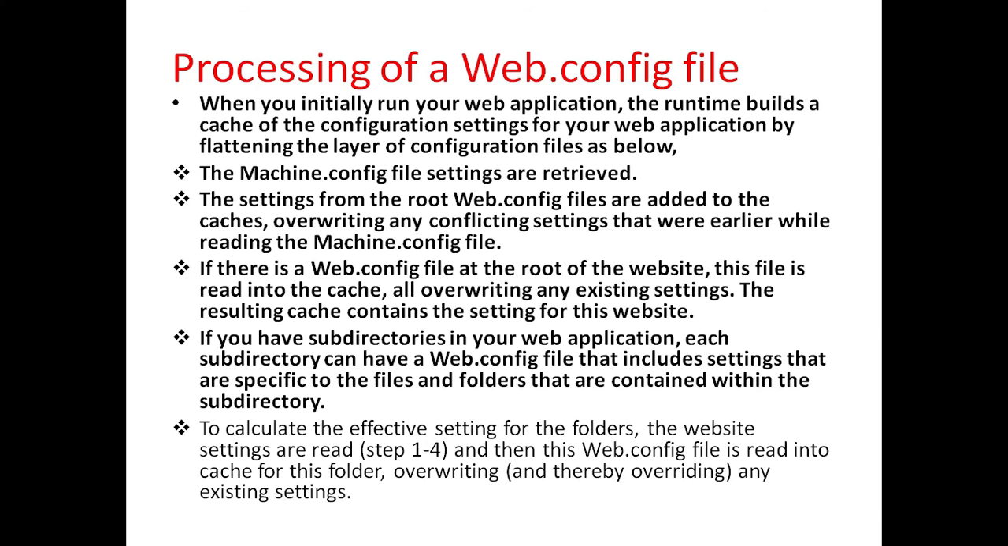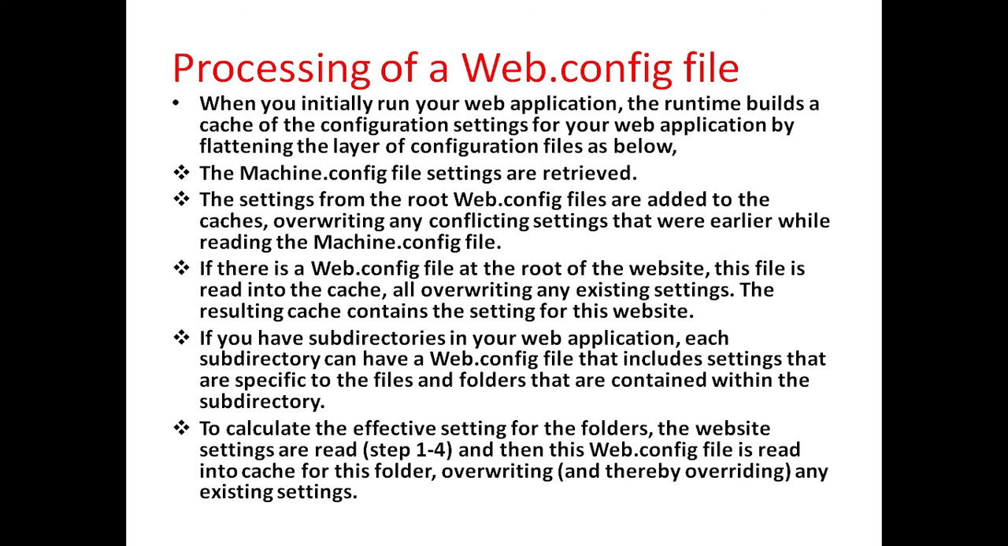If you have subdirectories in your web application, each subdirectory can have a web.config file that includes settings that are specific to the files and folders that are contained within the subdirectory. To calculate the effective settings for the folders, the website settings are read from step 1 to 4, and then this web.config file is read into the cache for this folder, overwriting any existing settings.